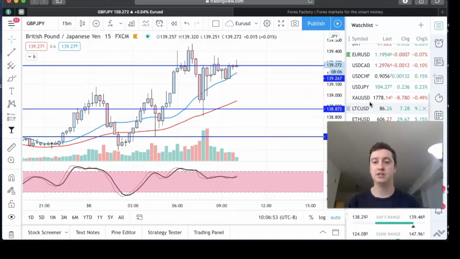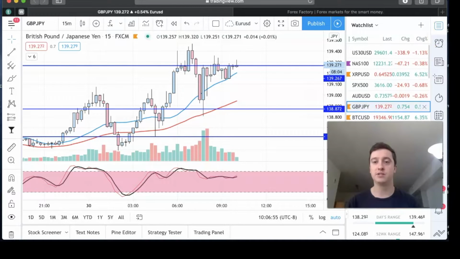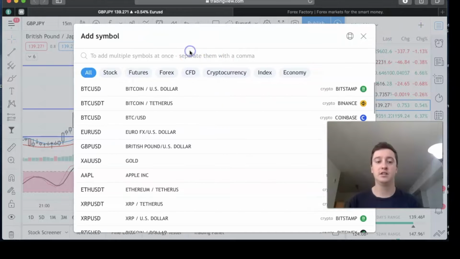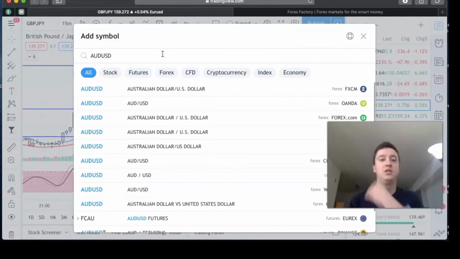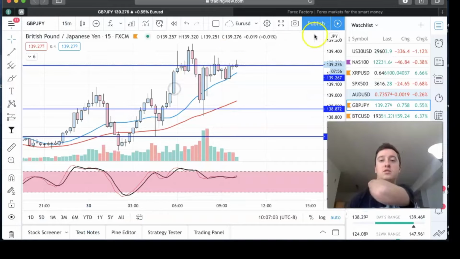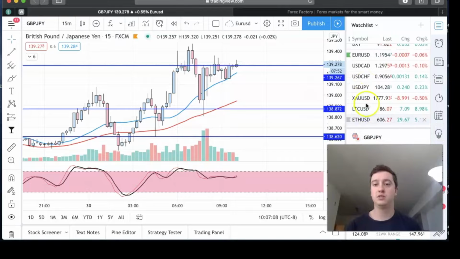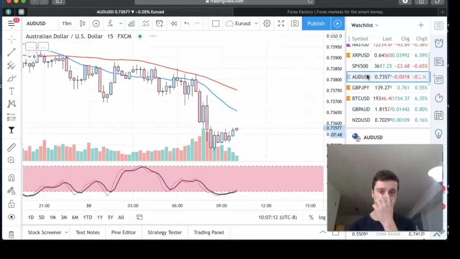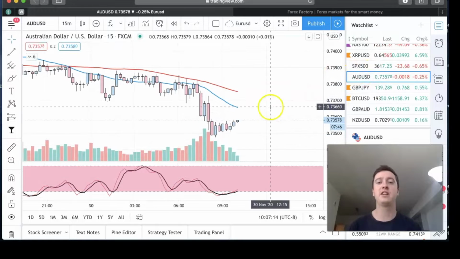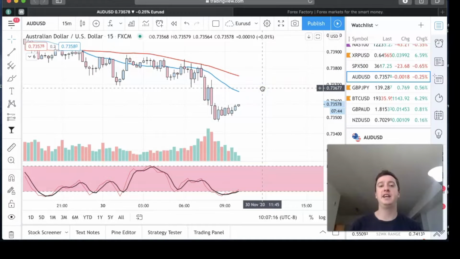I honestly don't have a lot of Forex pairs put on here, so let's add it. All right, there we go. AUD USD? Okay, here we are. Okay, so hypothetically, let's pretend that the news is going to come out in 5 minutes.